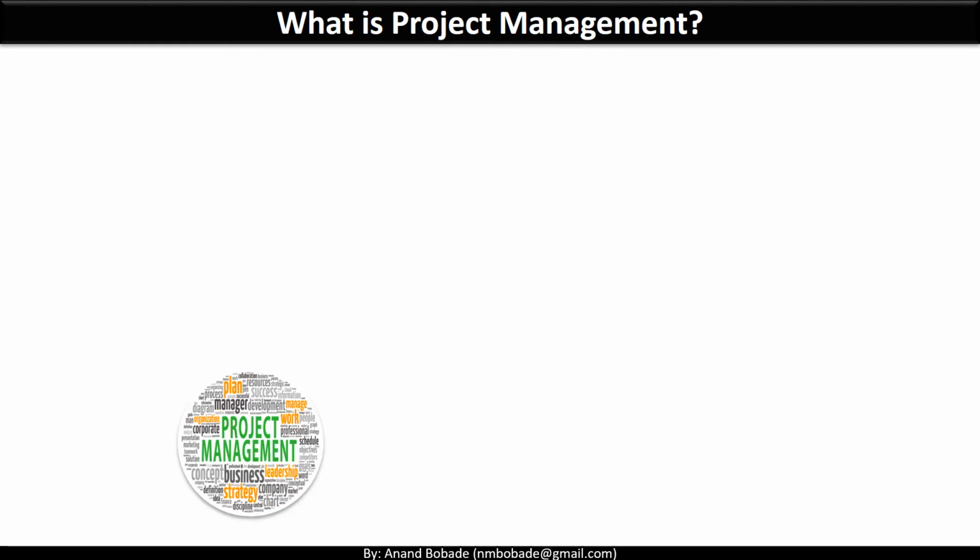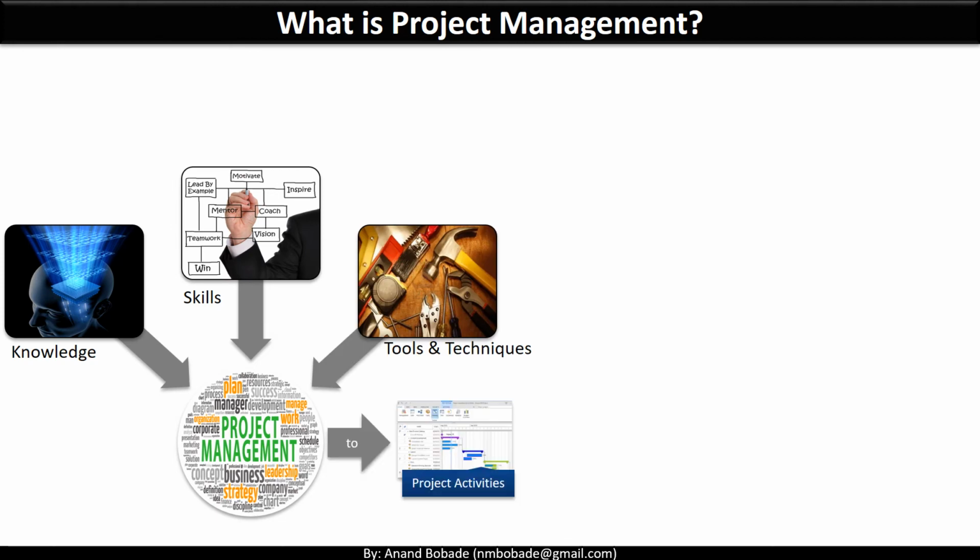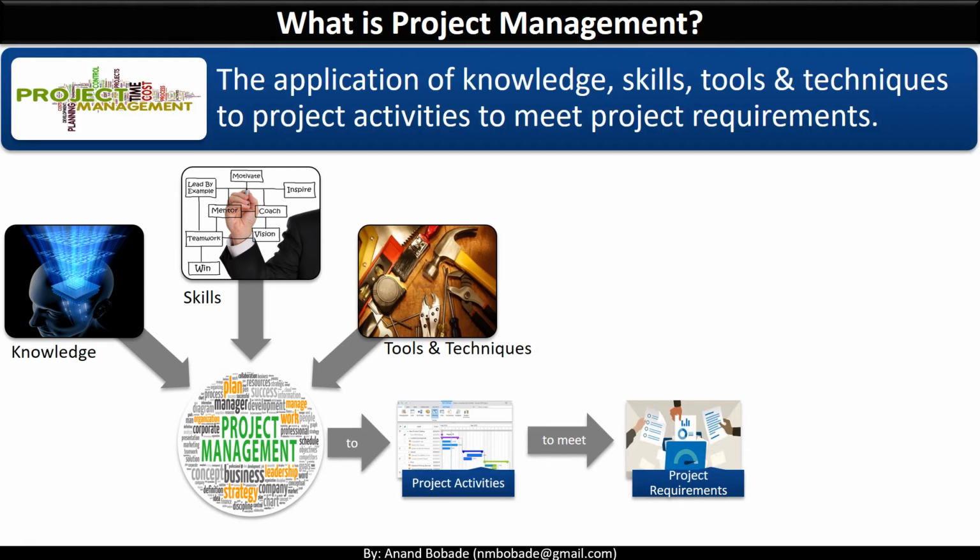Let's look at the project management definition as per PMI. Project management is about application of knowledge, skills, tools and techniques to project activities to meet the project requirements. Knowledge refers to project management knowledge, expertise in a specific industry, and experience within the organization where you are executing the project. Skills refer to interpersonal skills, communication skills, stakeholder management skills. So it's a combination of interpersonal and leadership skills where you lead the team who is working on the project.